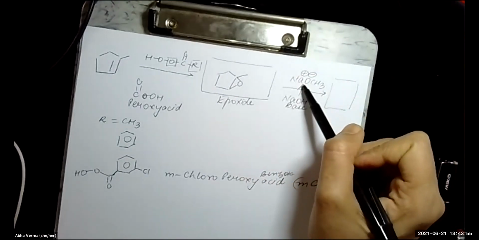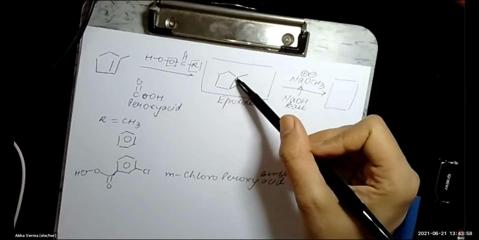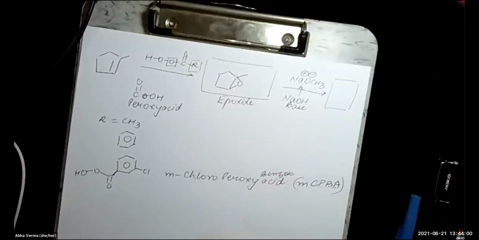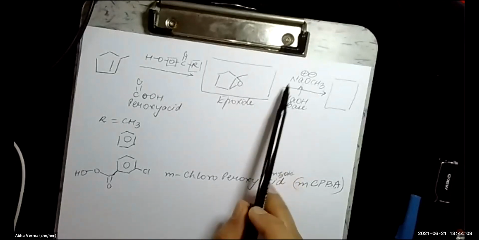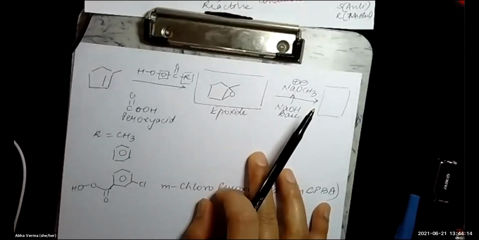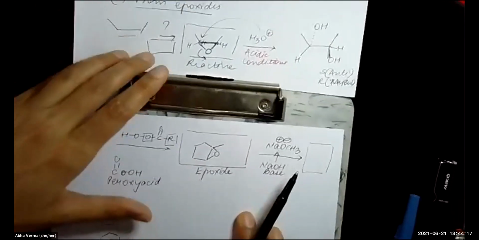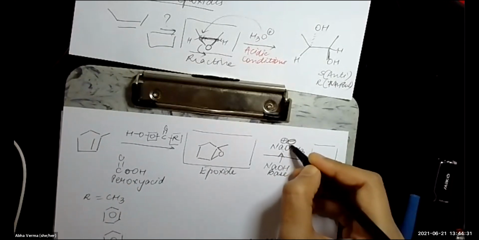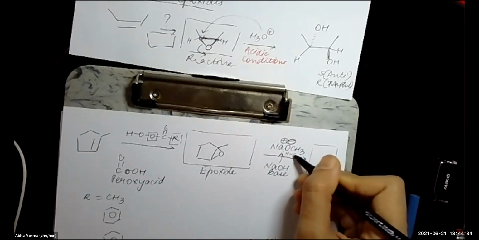Where is my incoming nucleophile going to attack? At the more substituted carbon or at the less substituted carbon? Anyone? Under basic conditions, where will my incoming nucleophile attack? First of all, do you know what the incoming nucleophile will be here? The lone pair from the oxygen. Very good, the negative part from the oxygen. Yes, very good, Nelson. And that is going to be my nucleophilic part.